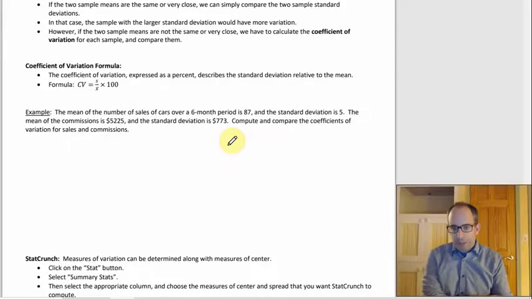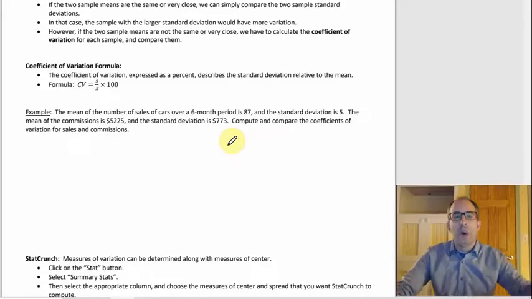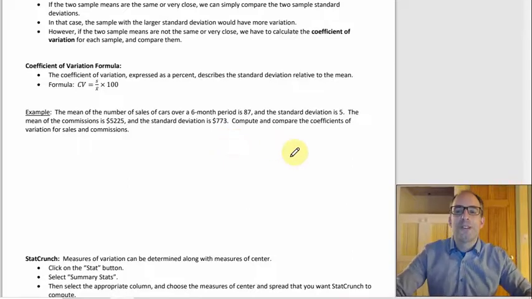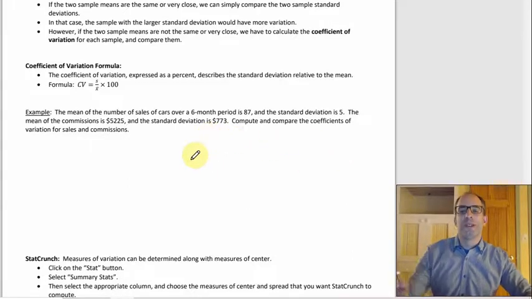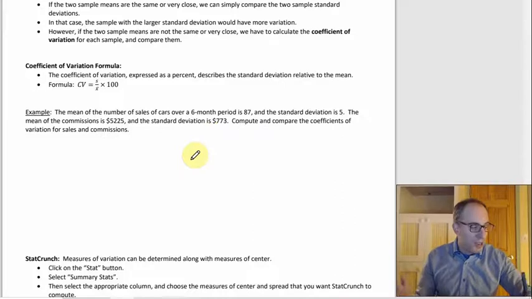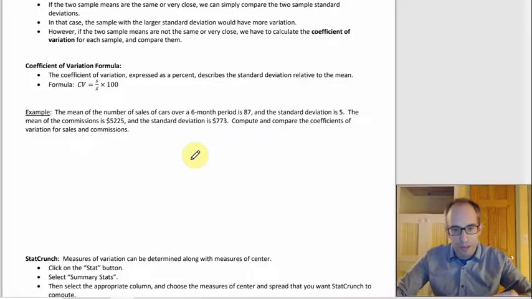Right? Like it's not just in ones. I mean, if it was in ones, no one would ever sell cars, right? Because then the commission would be like $1, right? No one would do that for a living. That would require selling an outrageous number of cars. So yeah, they're scaled totally differently. But we can compare them by figuring out the coefficients of variation.